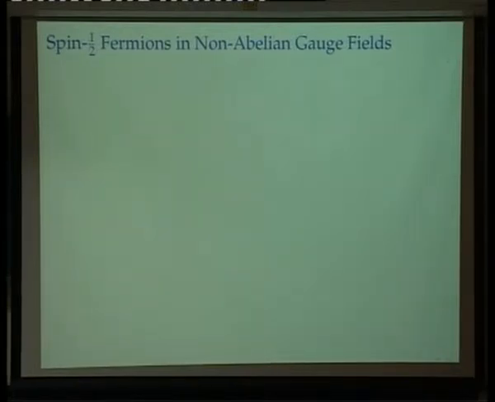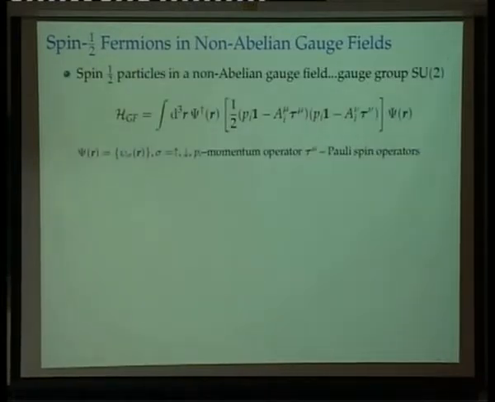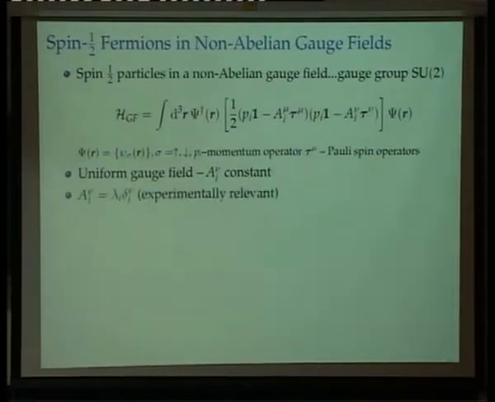Okay, so now let me put in the non-abelian gauge field. A generic way of putting in the non-abelian gauge field is this. The gauge field is a linear combination of the generators. And of course, I will make the assumption that these gauge fields are constants. For the kind of gauge fields that are experimentally relevant, these A^i_mu will look like this. What that means is that along the x direction, you'll have a sigma x coupling. Along the y direction, you'll have a sigma y. And along the z direction, you'll have sigma z. That's what it means.